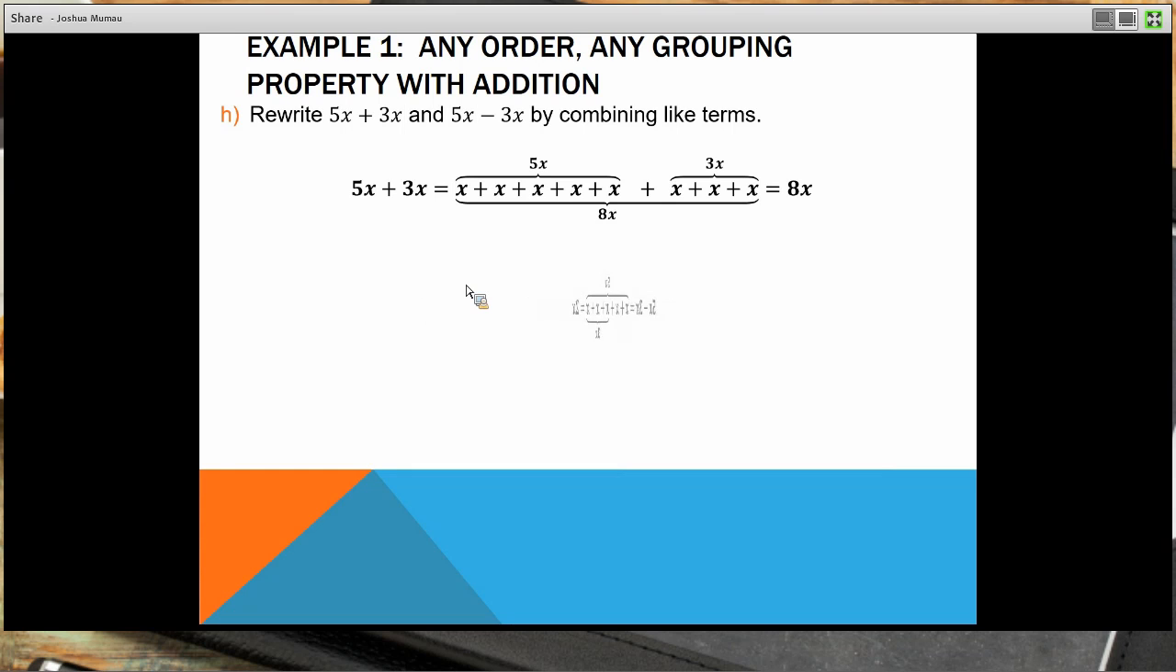For the 5x minus 3x, similar process. We can write out 5 x's and then take away 3 of them. Our final answer is 2x.